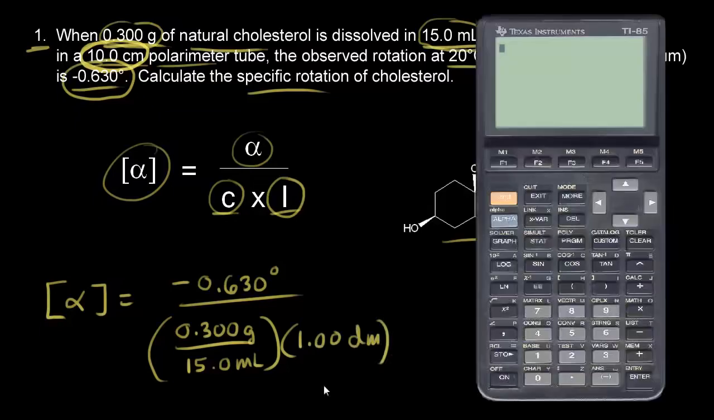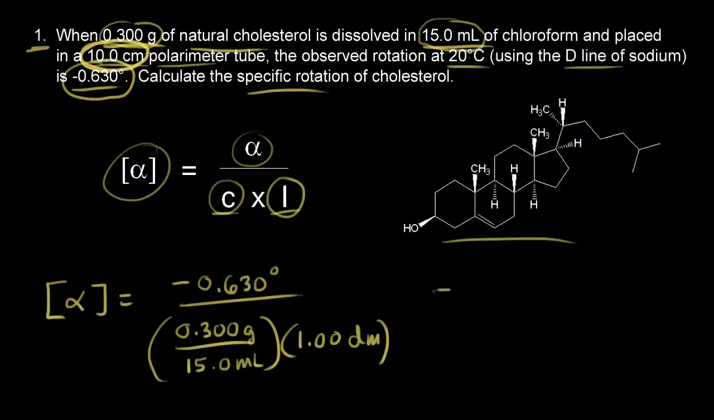So let's get out the calculator and solve for the specific rotation. That would be negative 0.630 divided by 0.300 divided by 15.0. And then we multiply that by 1. I don't really need to do that, but I'll go ahead and do it anyway. So that's multiplied by 1.00 here. And we get negative 31.5. So that is our specific rotation.